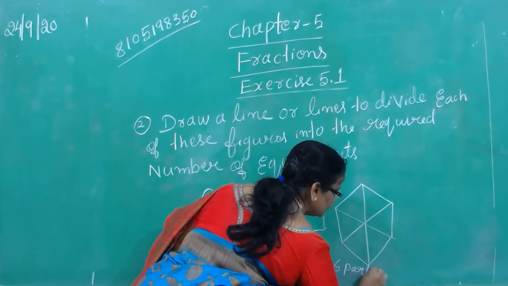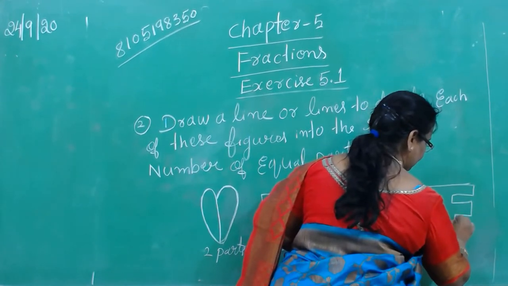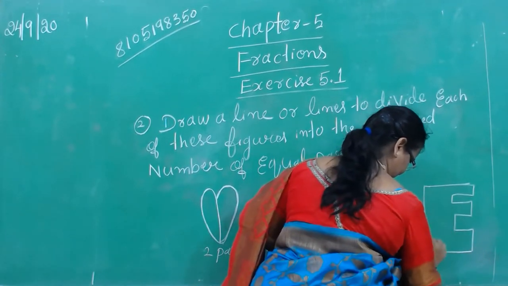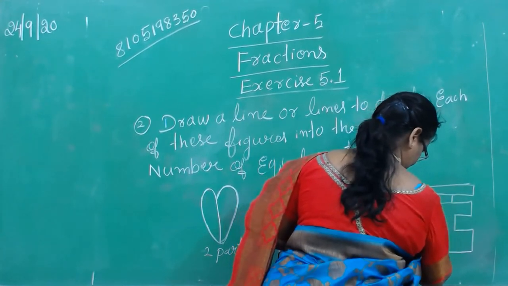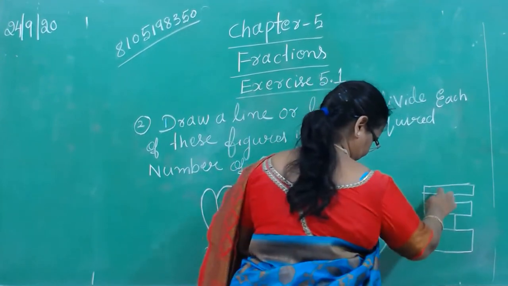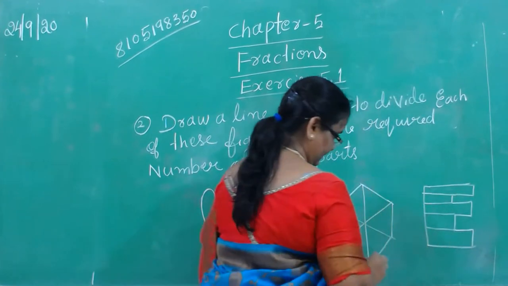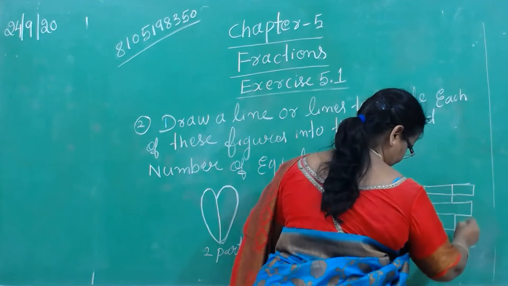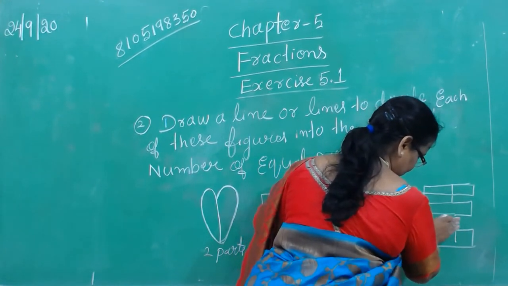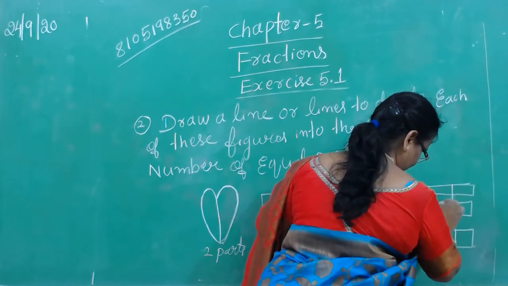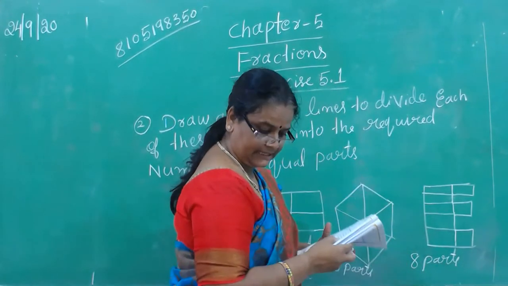One, two, three, four, five, six. Six parts. And this we have to make eight parts. One, two, three, four, five, six, seven, eight. Eight parts. So this is a difficulty. I think it is a little bit difficult to understand.